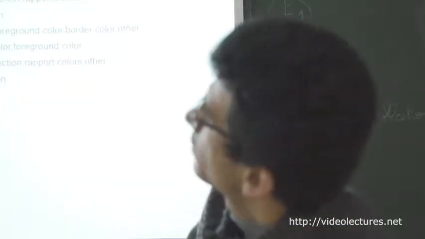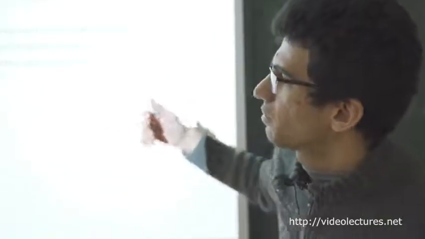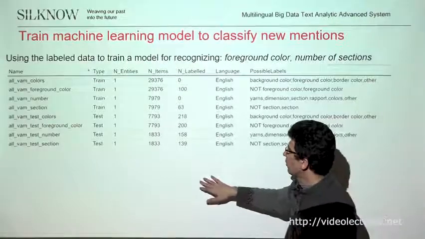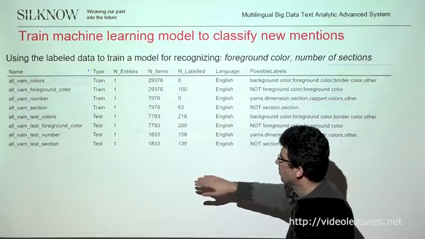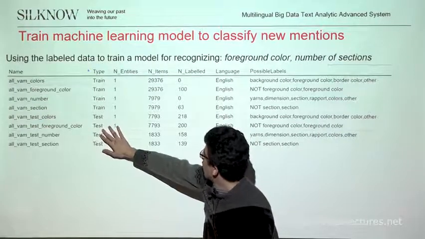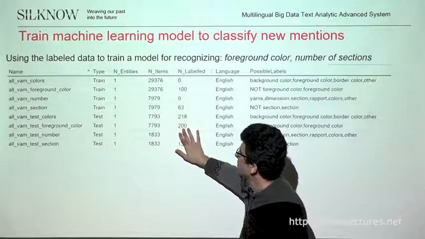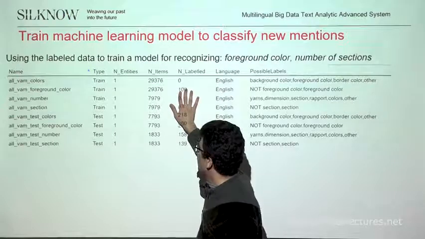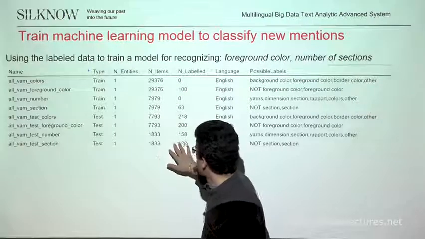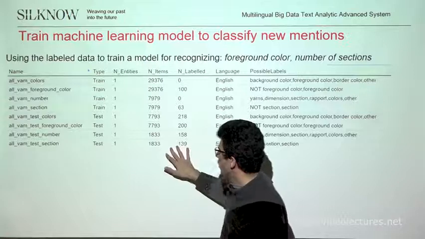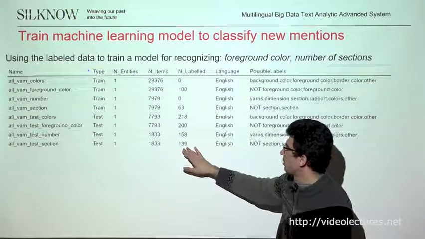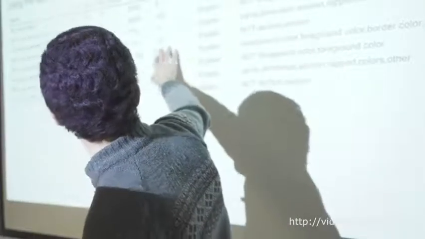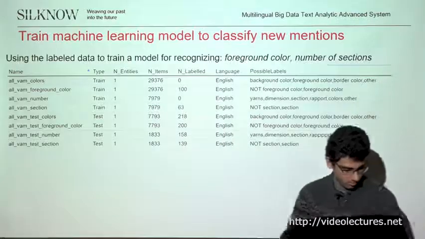Okay, this is the data. Just to give some statistics about the data set that we used: for foreground colors, we have around 200 items for testing, and during the process of active learning, we labeled around 100 items. Whereas for the number of sections, we have around 139, around 140 items for the test, and we have 63 labeled during the active learning.